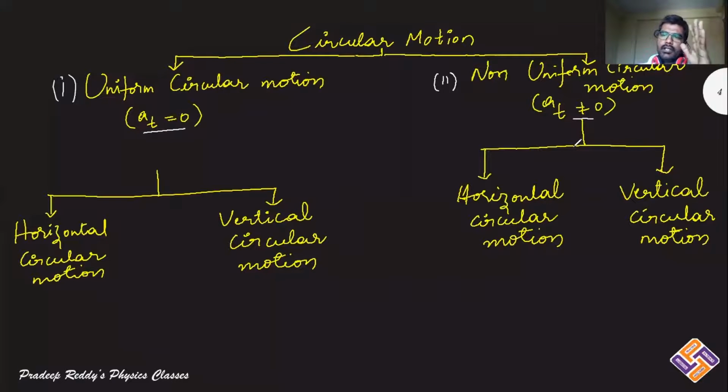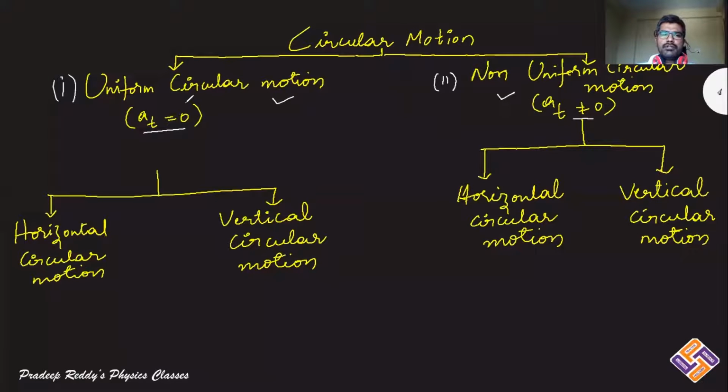I'll be telling you what is meant by circular motion, what is tangential acceleration, what is centripetal acceleration. All those we will be learning in detail in the coming slides. But for the time being, you just learn what the classifications of circular motion are. Circular motion can be uniform circular motion or non-uniform circular motion.